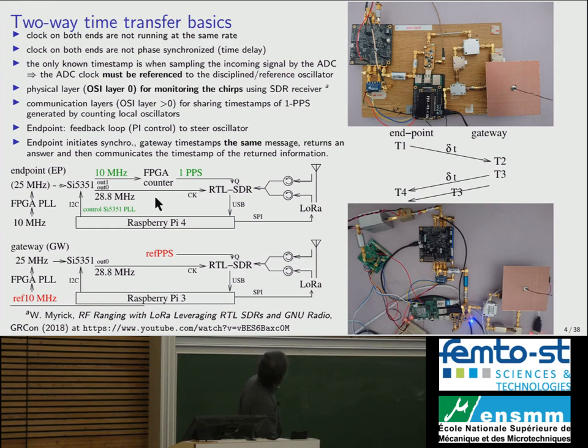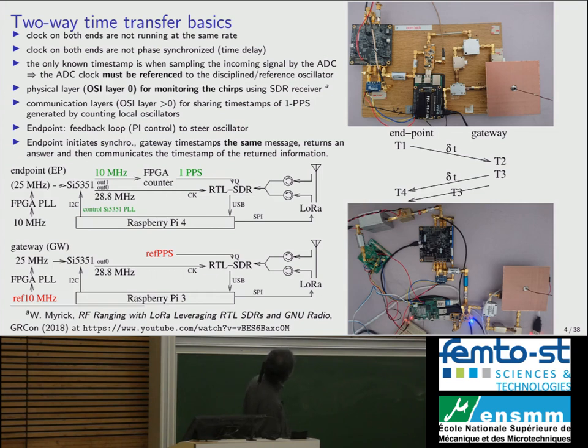The architecture is the same on the endpoint, the one that you want to control, as on the gateway, except that this time, this 10 megahertz oscillator is the one that you want to control. And again, we distribute the 10 megahertz to the RTL-SDR. You just need to multiply to 28.8, that's the frequency that this device expects. The FPGA is creating the 1 PPS by counting the 10 megahertz reference. And again, we have the exact same architecture, except that this time we control the frequency source, so there's a feedback loop that tries to control the 10 megahertz on this signal.